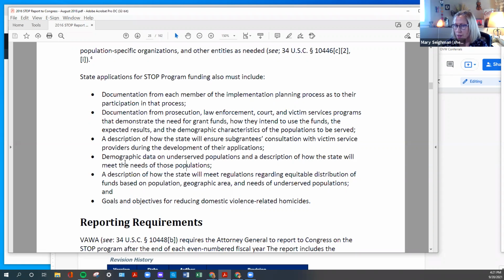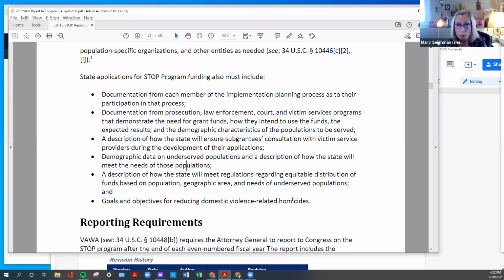This next point isn't so much about data and documentation, but you are going to have to show that you understand where the populations and the victim services are located so that you can justify and explain your grant making strategy. So how are you equitably distributing your funds based on who lives where, what the needs are in which locations, and also the programs and their service areas and population density and different geographic sizes, or different population sizes in different areas of your state.